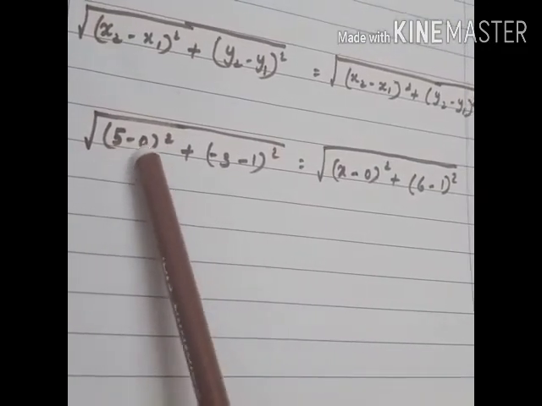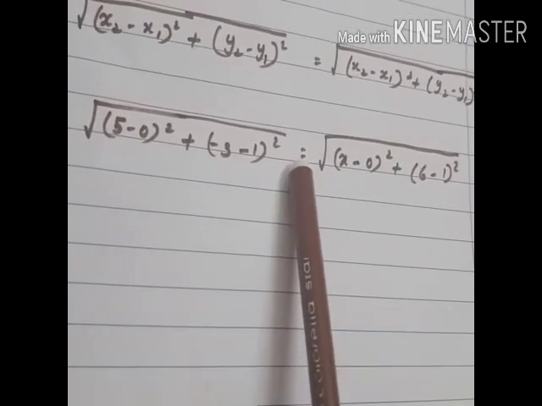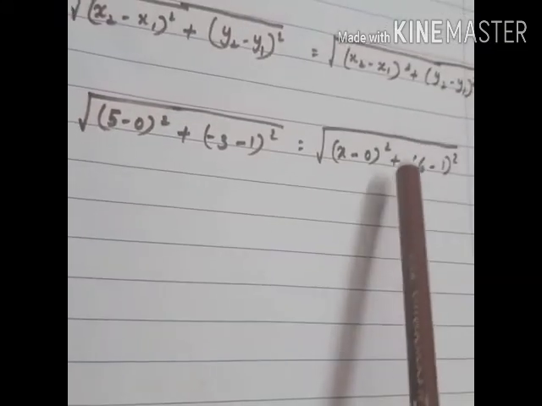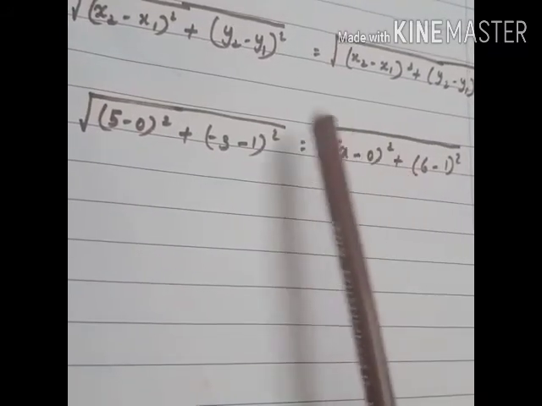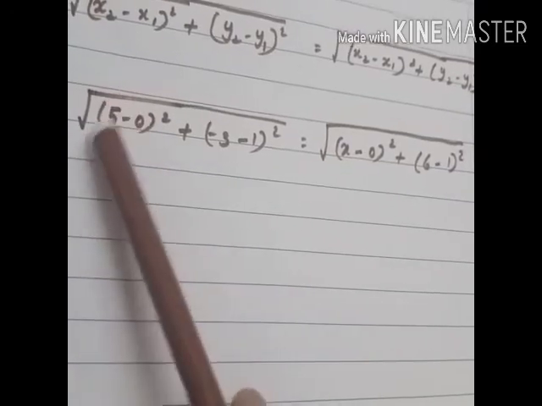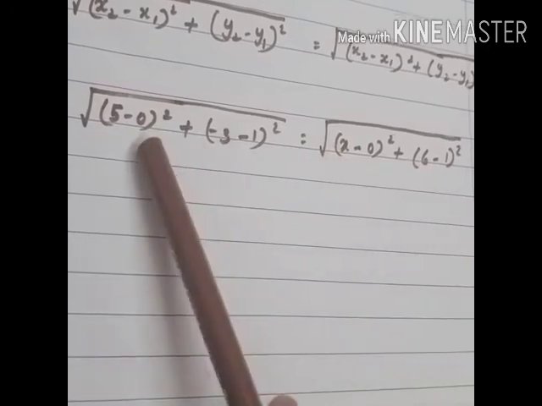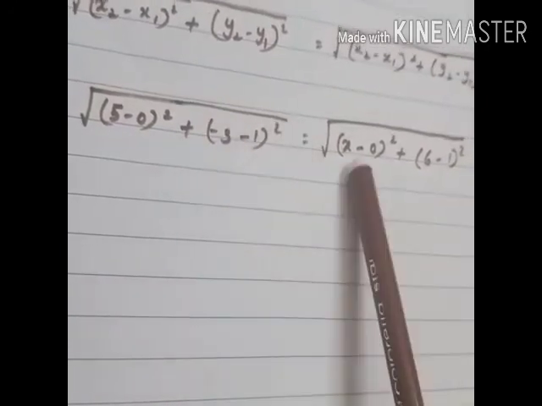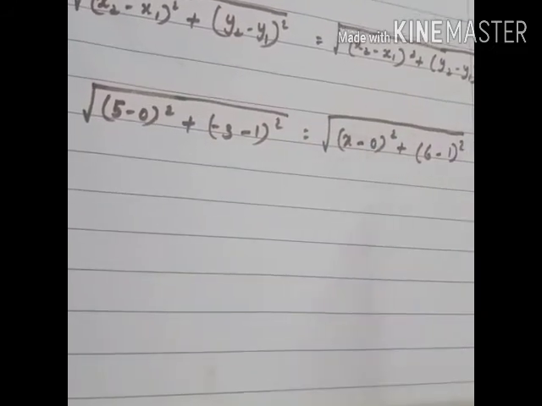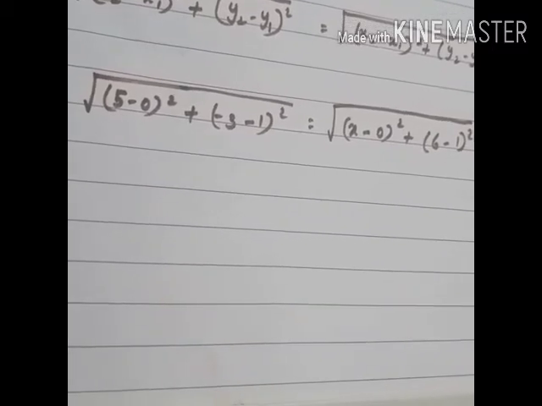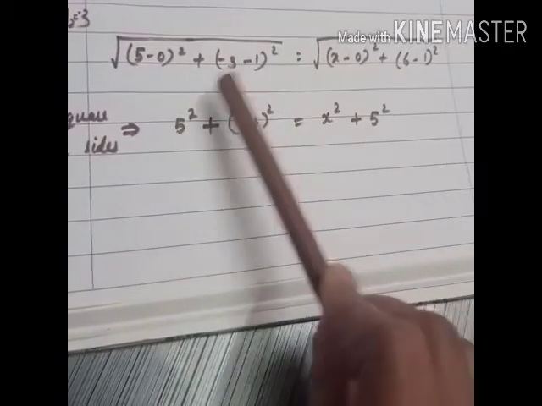Then we will get the square root of (5 minus 0) whole square plus (negative 3 minus 1) whole square equals the square root of (x minus 0) whole square plus (6 minus 1) whole square. We can simplify, and we have to remove this square root symbol. Both sides have square root symbols, so to remove them we should take the square on both sides.